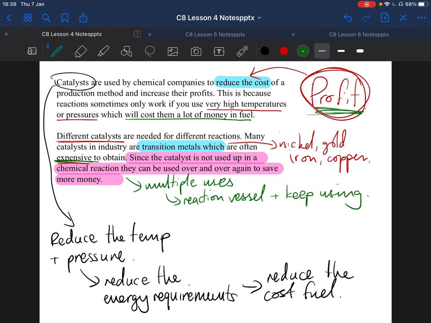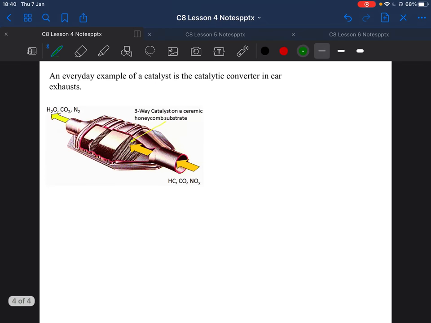So catalysts are used by companies to make more money. They can produce much more product in a shorter space of time for less cost. And if they can produce it for less cost, they can then make more money by selling it. Okay, guys, so an example of a catalyst that you lot would have heard of is the one in your catalytic converter for your car exhaust.